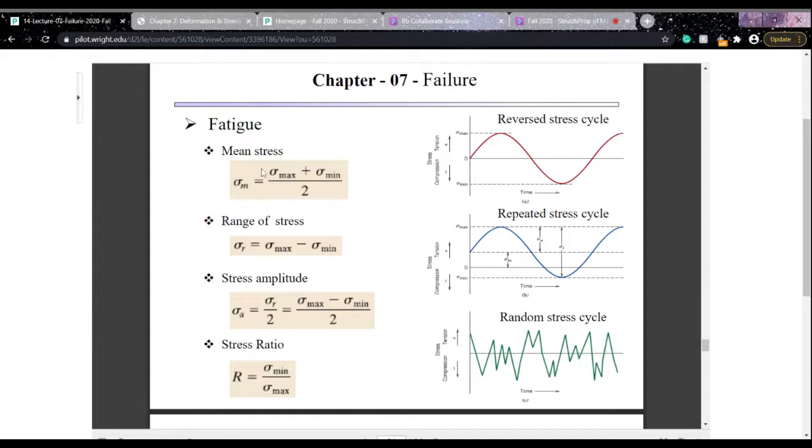So the mean stress is calculated by the formula sigma m equals sigma max plus sigma minimum by 2. And the range of the stress cycle is the difference between the maximum stress and the minimum stress. And the stress amplitude is the range of the stress over 2. So this is sigma max minus sigma minimum by 2. And the stress ratio is the minimum stress over the maximum stress.